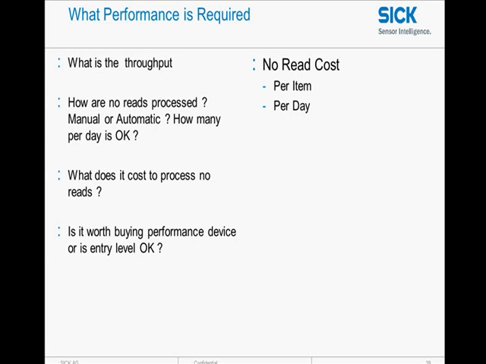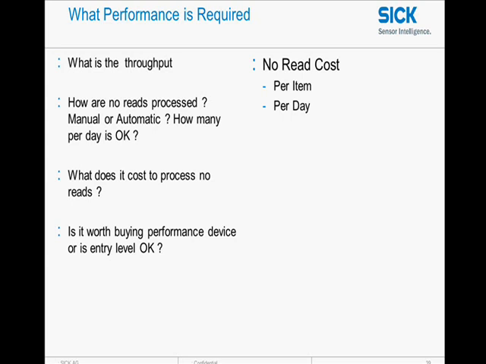So we really need to find out what is important, what the read rate is like, how many units they've got going through, i.e. what's the throughput. How are the no reads processed? Is it manual or automatic? And how many per day can they manage? It might be they only need to read 100 codes a day. So if they had a 99% read rate, they'd be very happy. One no read a day and the guy just then represents it.